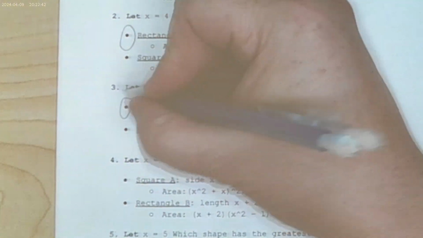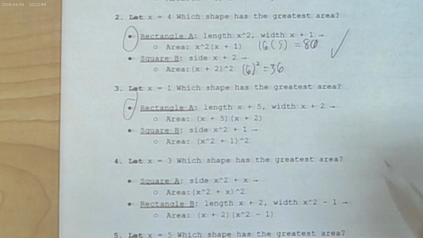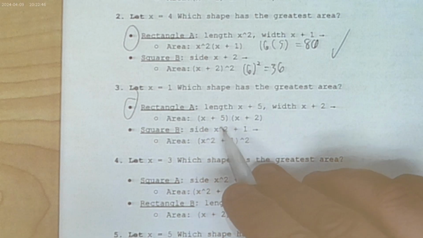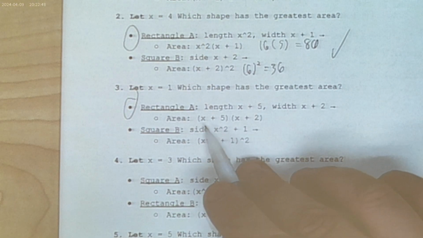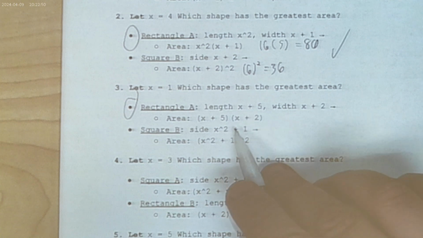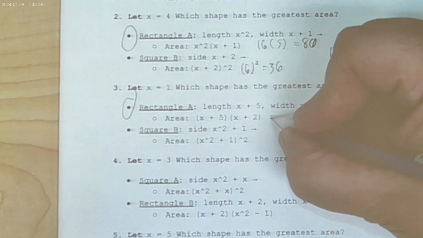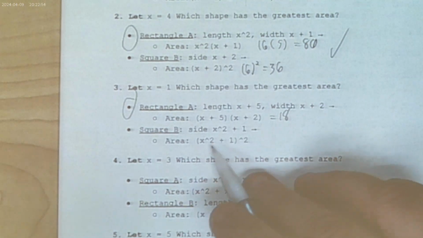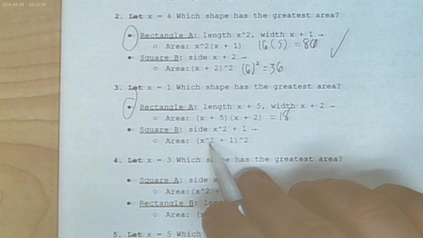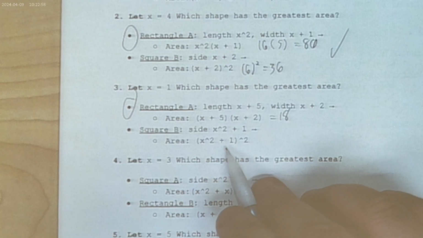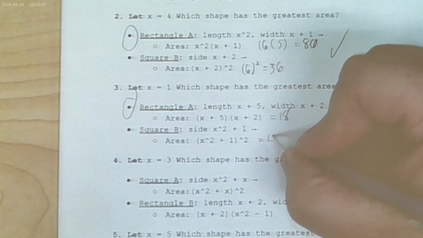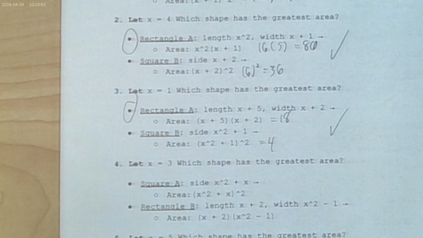So if x equals 1, which shape has the greatest area? Oh, rectangle. So the area is x, which is 1 plus 5, so 6, times 3, which is 18. Then the other area is 1 squared plus 1, which is 2 squared, which equals 4. So yeah, there we go.